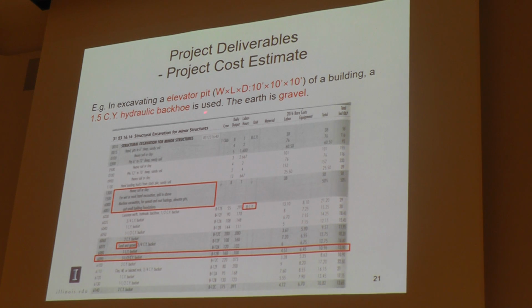Elevator pit. The dimension is listed as 10 feet, 10 feet, and 10 feet. And we will be using a 1 cubic yard backhoe, and the earth is gravel. I know this screen is a little bit smaller, and I just try to explain what we're going to do to find the correct item in the RSMeans.